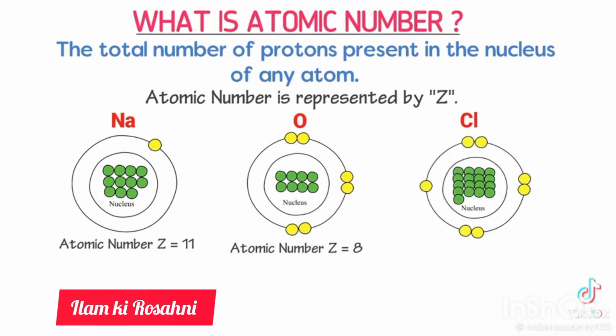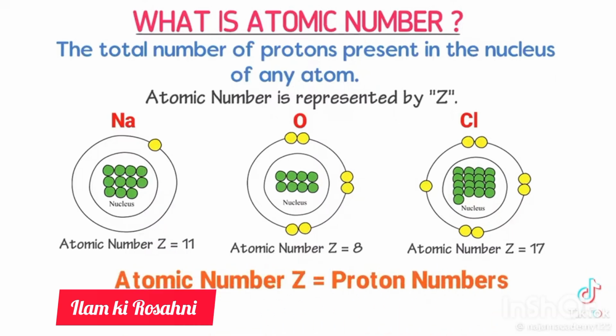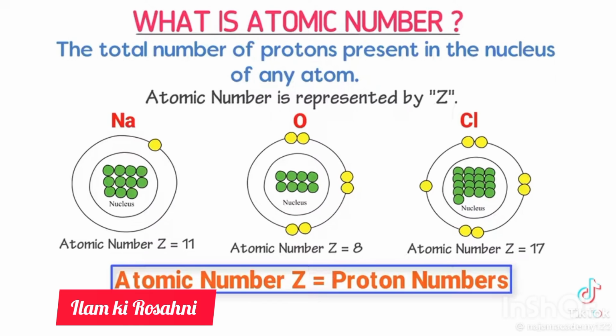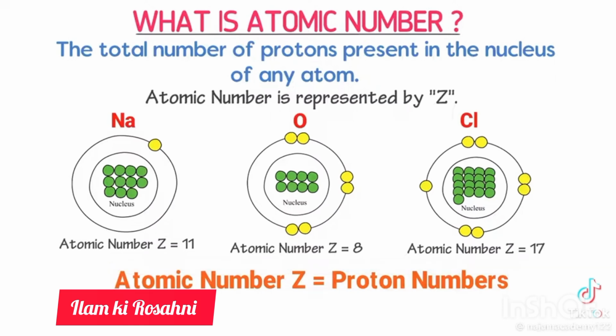Consider an atom of chlorine. There are 17 protons present in the nucleus of chlorine. Hence, the atomic number of chlorine is 17. Simply remember that atomic number of an element is equal to its proton number. Thus, when you listen or read atomic number, always remember that it is the total number of protons present in the nucleus of an atom.